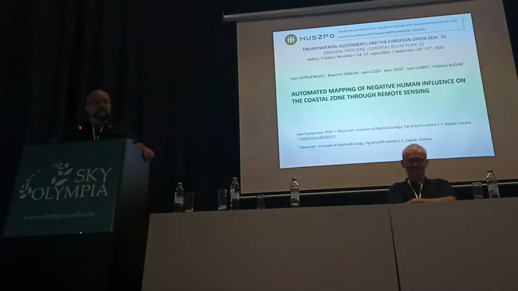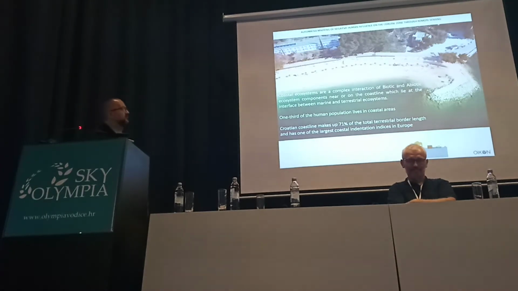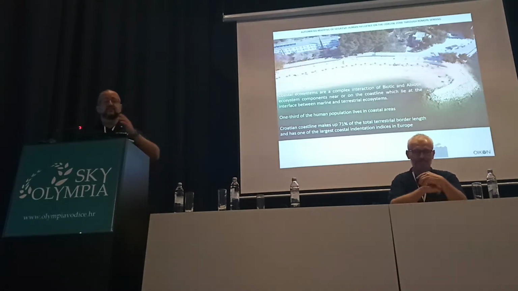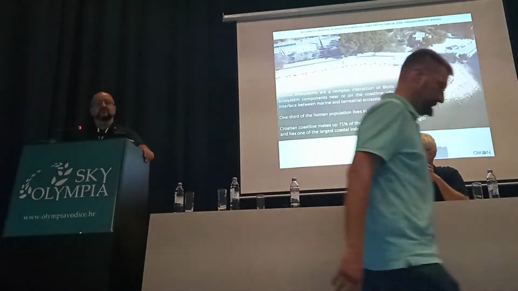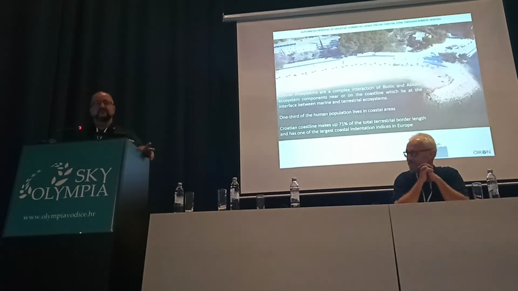This one that we're going to talk about today is automated mapping of negative human influence on the coastal zone through remote sensing. It's plenty of things to put inside one little title, but let's see what we have here. So coastal ecosystems are a complex interaction of biotic and abiotic ecosystem components near or on the coastline, which lie at the interface between marine and terrestrial ecosystems.